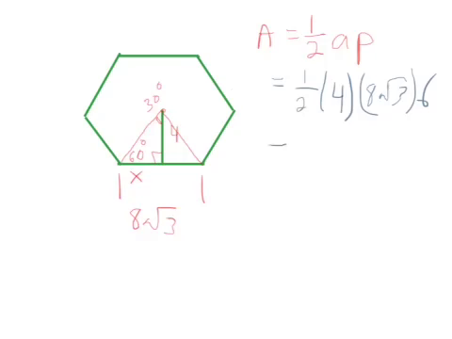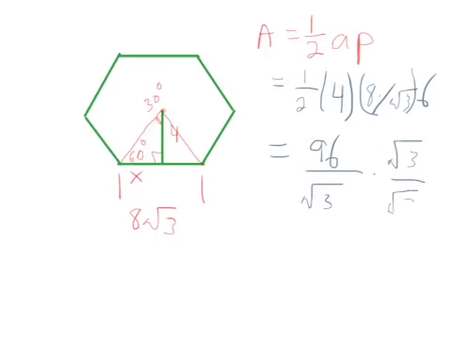So when I multiply all this together, I'm going to get 96 over square root of 3. I'm sorry, it's supposed to be 8 divided by square root of 3, which gives me 96 over square root of 3. Now I need to have it in the correct form. I cannot have a radical in the denominator. So to do that, I'm going to multiply by square root of 3 over square root of 3. So what I'm going to get is 96 times square root of 3 over 3, which will reduce. I'm going to get 32 times square root of 3.